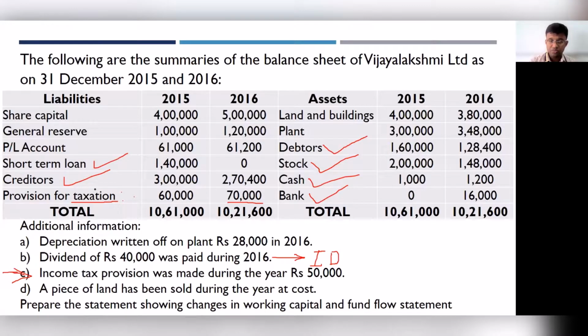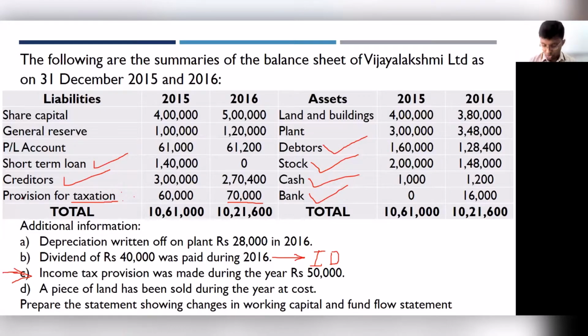Since we have another adjustment pertaining to the same item, we cannot treat this as a current liability. We must treat it as a non-current liability. Provision for taxation, you cannot afford to treat it as a current liability. You must treat it as a non-current liability.